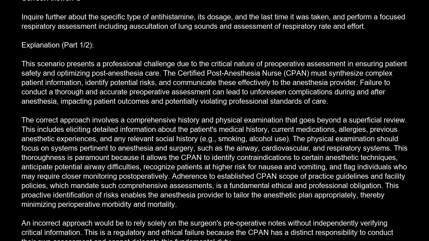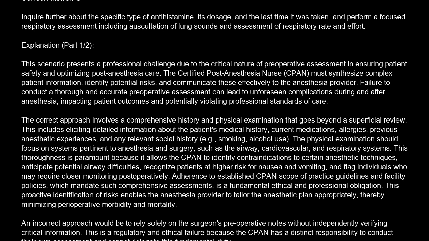Explanation. This scenario presents a professional challenge due to the critical nature of preoperative assessment in ensuring patient safety and optimizing post-anesthesia care. The certified post-anesthesia nurse, CPAN, must synthesize complex patient information, identify potential risks, and communicate these effectively to the anesthesia provider. Failure to conduct a thorough and accurate preoperative assessment can lead to unforeseen complications during and after anesthesia, impacting patient outcomes and potentially violating professional standards of care. The correct approach involves a comprehensive history and physical examination that goes beyond a superficial review.